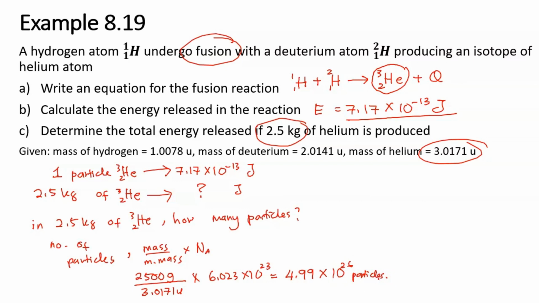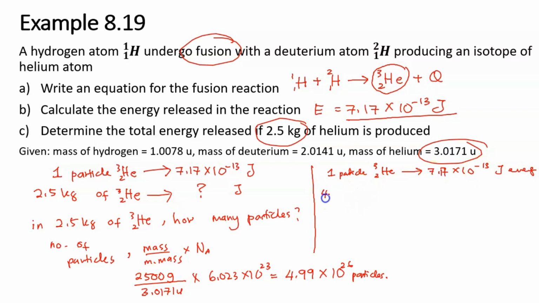So what we need to do is cari dulu dalam 2.5 kg tu ada berapa banyak partikel. When you get the particles, baru kita boleh cari jumlah partikel tu darabkan dengan energi yang dihasilkan. So, back to the ratio. Kalau satu partikel helium menghasilkan 7.17 eksponen negatif 13 joule of energy release.